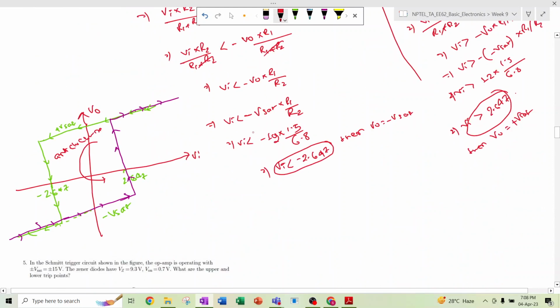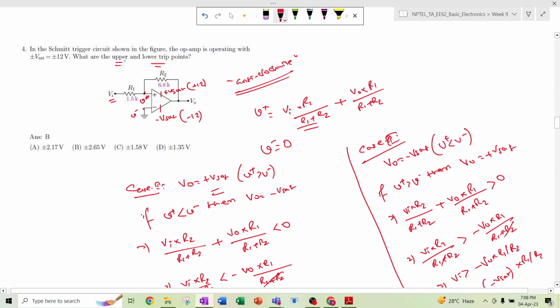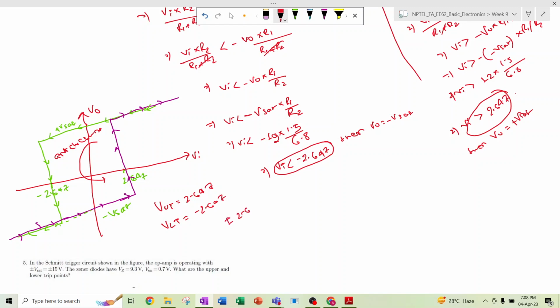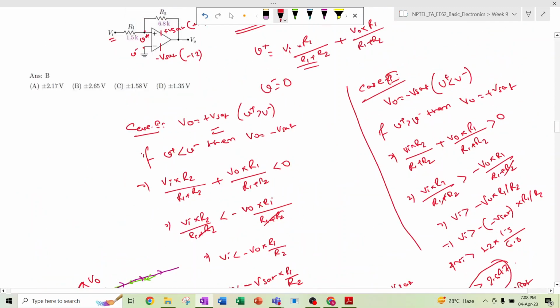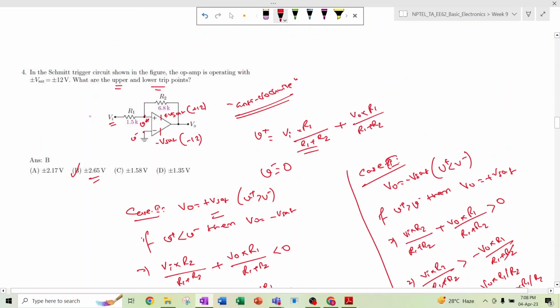So this is the basic transfer characteristics, and here it is being asked what the upper and lower trip points are. The upper trip point, VUT, is 2.647, and VLT, the lower trip point, is minus 2.647, or we can say plus minus 2.647. So the correct answer will be plus minus 2.65. Okay, so this is the correct answer.